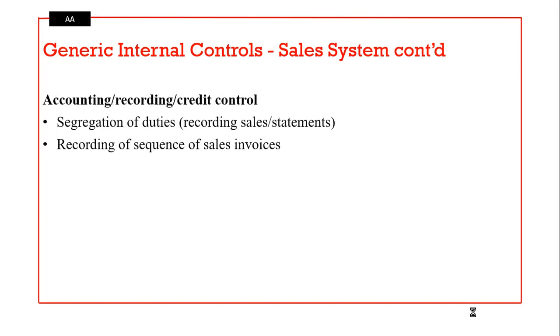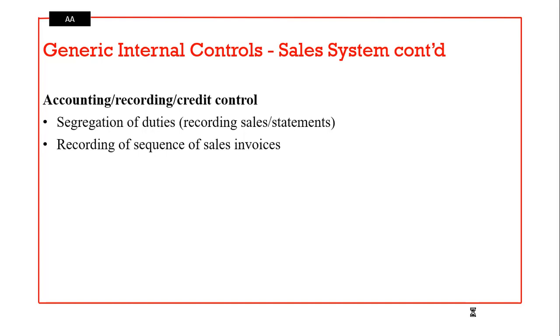Under accounting, recording and credit control, we must again ensure the segregation of duties. There must be recording of sales. Those who are doing recording of sales should be different from those who are issuing statements, that is reminders of outstanding invoices.